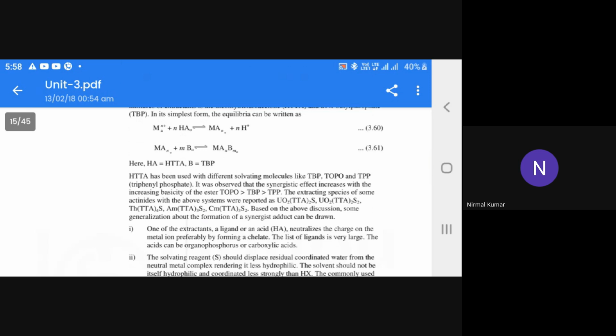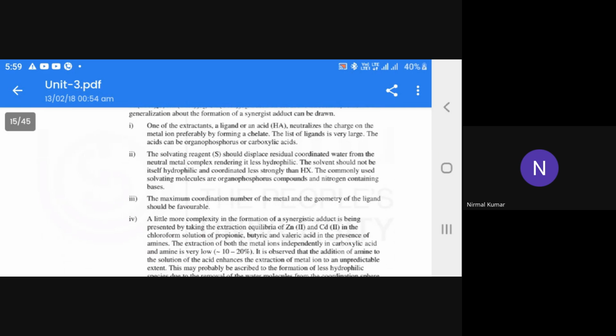Second, the solvating reagent should displace residual coordinated water from the neutral metal complex, rendering it less hydrophilic. The solvent should not be itself hydrophilic and should be coordinated less strongly than HX. The commonly used solvating molecules are organophosphorus compounds and nitrogen containing bases. The maximum coordination number of the metal and the geometry of the ligand should be favorable.